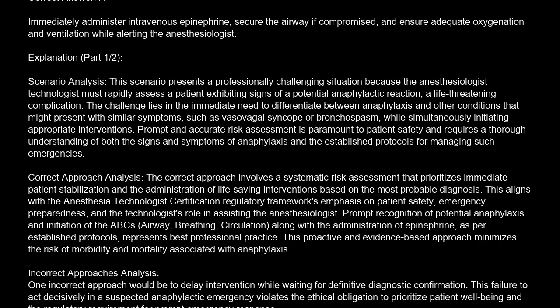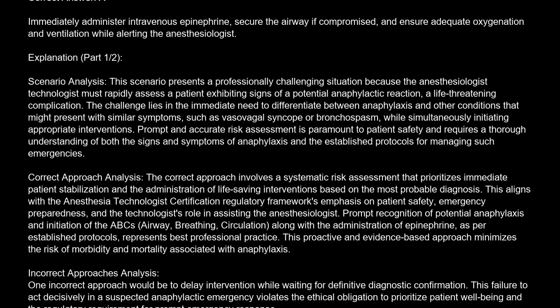Explanation. Scenario analysis. This scenario presents a professionally challenging situation because the anesthesiologist-technologist must rapidly assess a patient exhibiting signs of a potential anaphylactic reaction, a life-threatening complication. The challenge lies in the immediate need to differentiate between anaphylaxis and other conditions that might present with similar symptoms, such as vasovagal syncope or bronchospasm, while simultaneously initiating appropriate interventions.